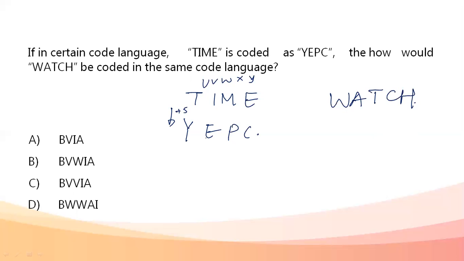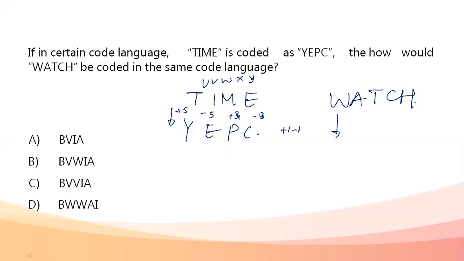If I go from E, then E, F, G, H, I. So it's plus 5, minus 5. Then plus 4, minus 4, plus 3, minus 3. This is how it is going on. So it's actually plus 5, minus 5, plus 3, minus 3. Next would be plus 1, minus 1. This is what we have to use out here.